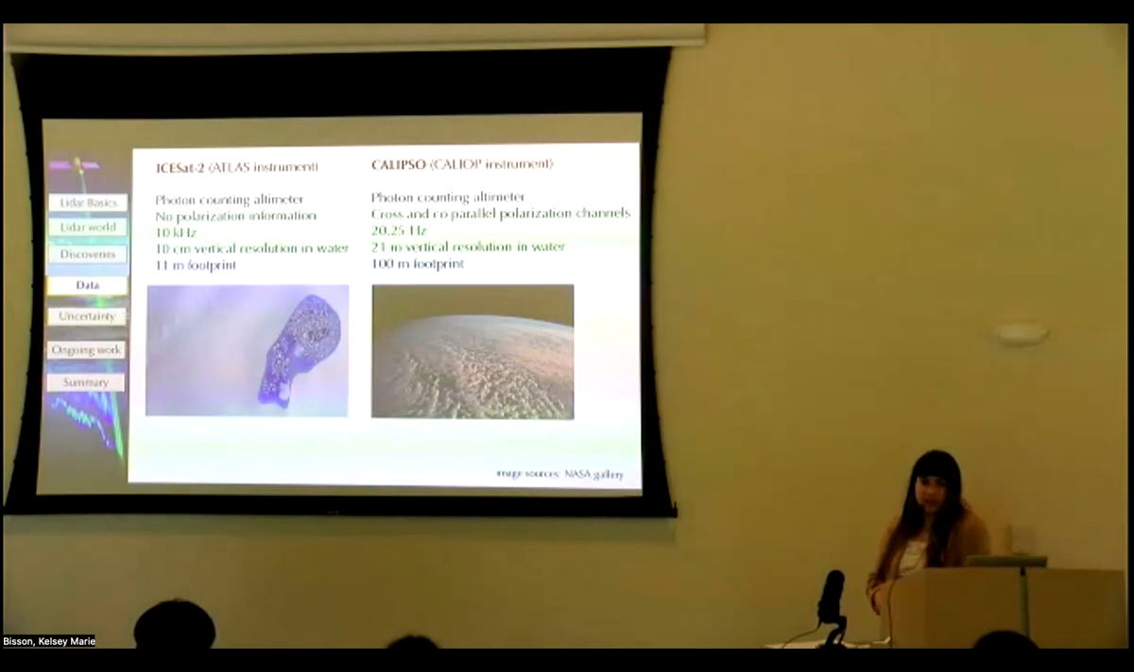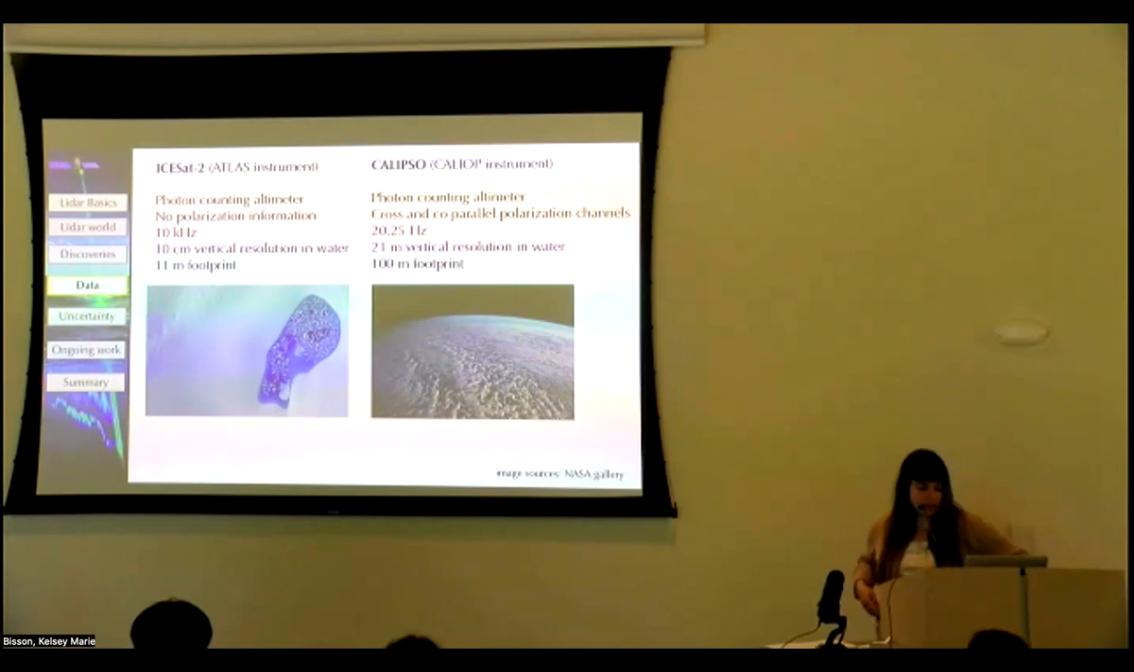ICESat-2, which I've mentioned, carries the ATLAS instrument, which is a photon counting altimeter. It's pretty basic. It doesn't have any polarization information. Again, at 10 kilohertz, it's 10,000 photons per second. You can get 10 centimeter vertical resolution in seawater, or if you don't want that, you can downsize to 1 meter, but it's very flexible. You have a lot of information. And on the ground, it has an 11-meter footprint.